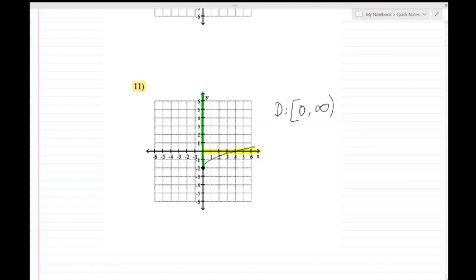And why do we put a square bracket? Because of that solid dot that is at the value x equals 0. Then the range starts at -2, because there is a solid dot at -2, and then goes upwards all the way up to positive infinity. Okay?